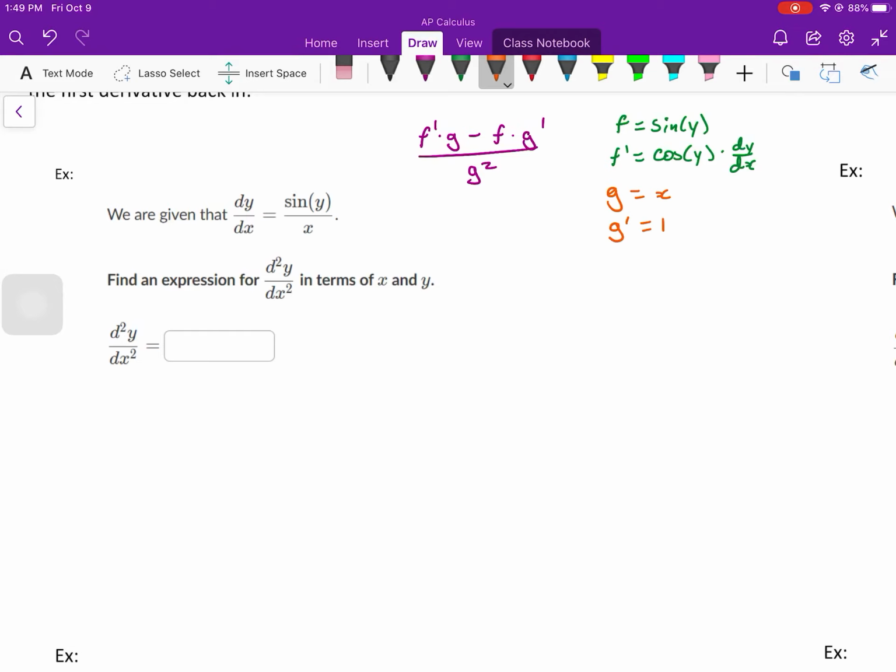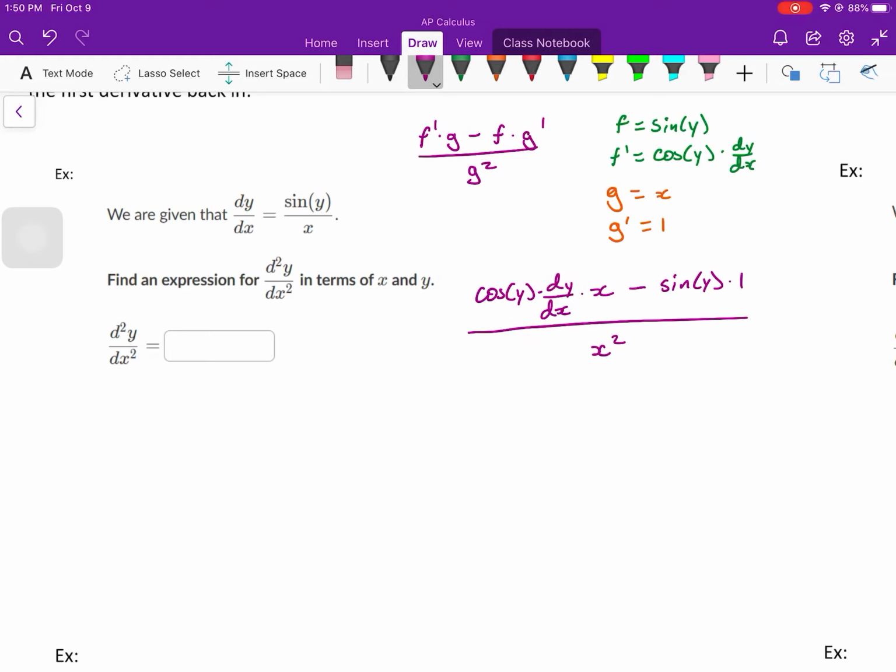So now let's put it together, put it in the quotient rule. So we're going to have f prime, which is cosine of y times dy dx, times g, which is x, minus f, which is sine of y, times g prime, which is 1, all over g squared, which would be x squared.